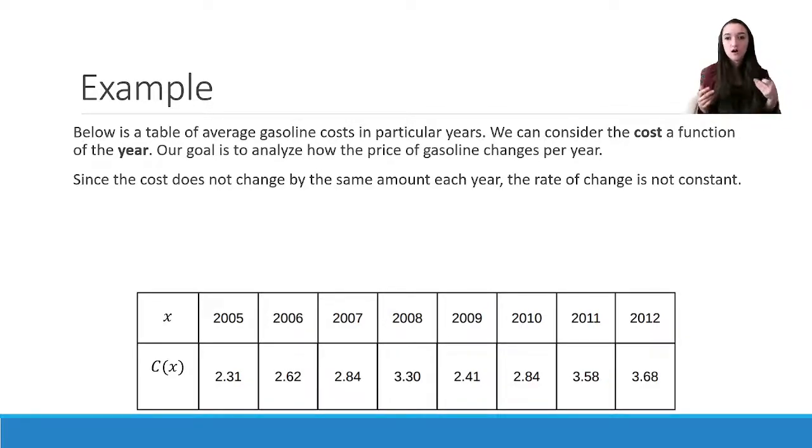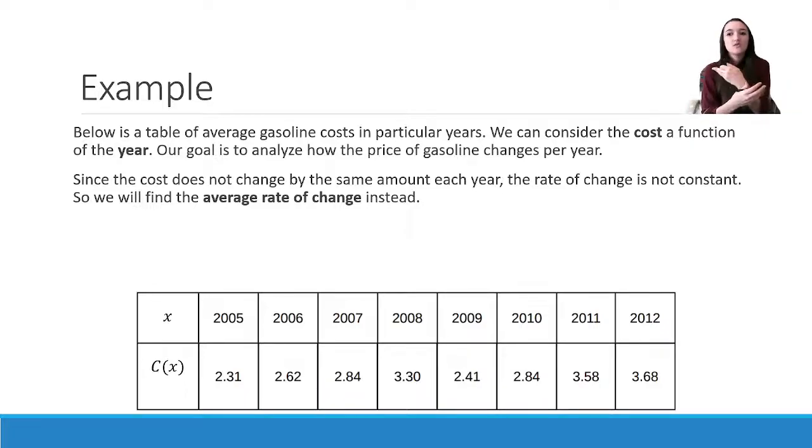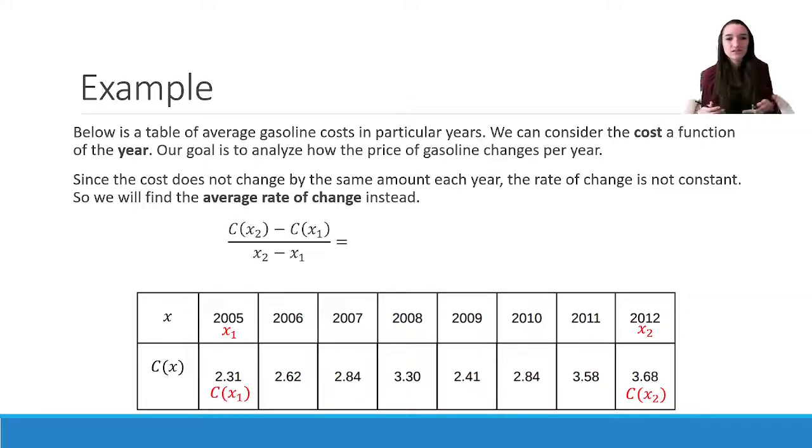So we are going to find the average rate of change instead of just the constant rate of change that we're used to from linear problems. To do that, we take our equation, change in y over change in x, or in this case, change in c of x over change in x, which is c of x2 minus c of x1 over x2 minus x1.